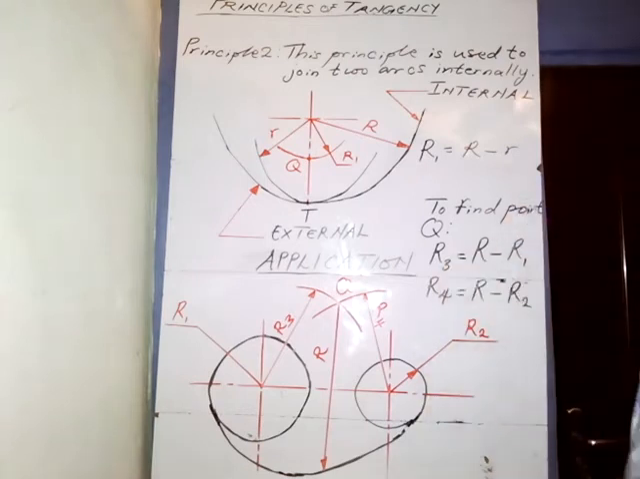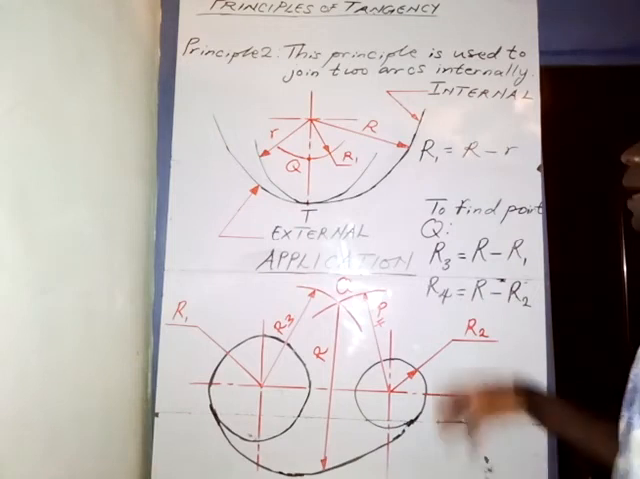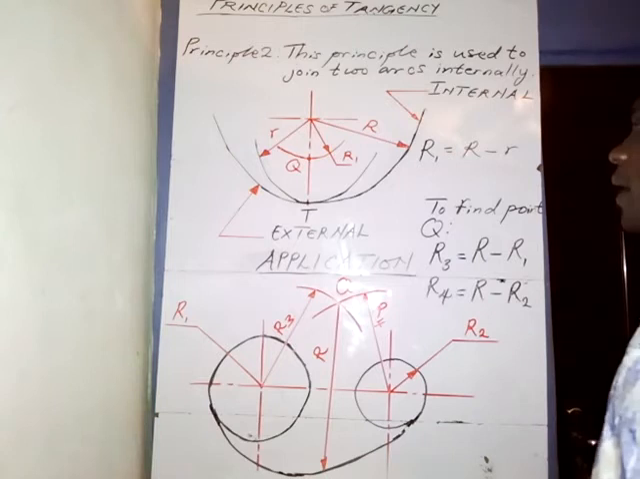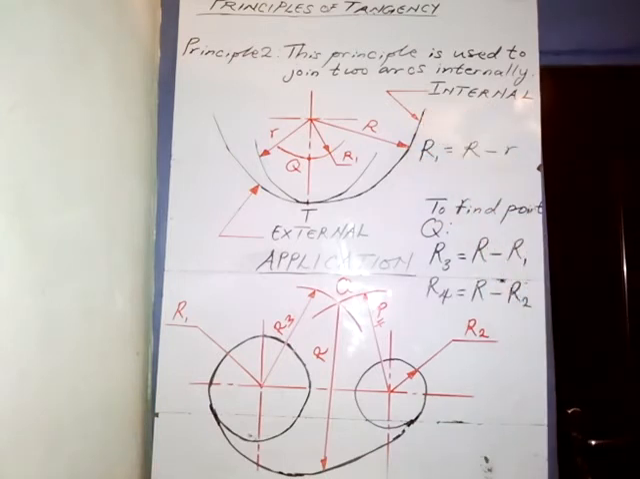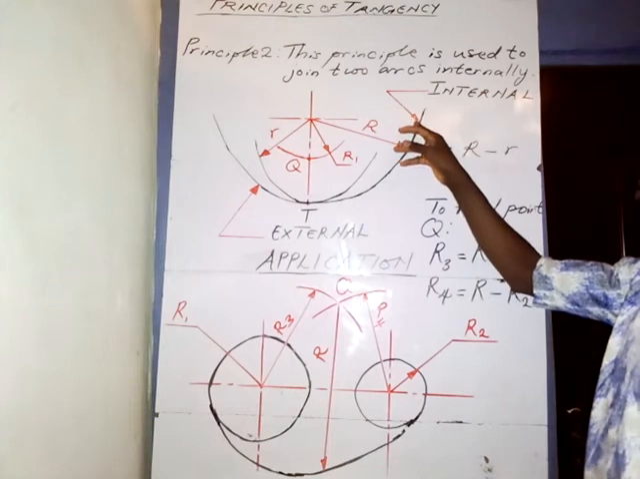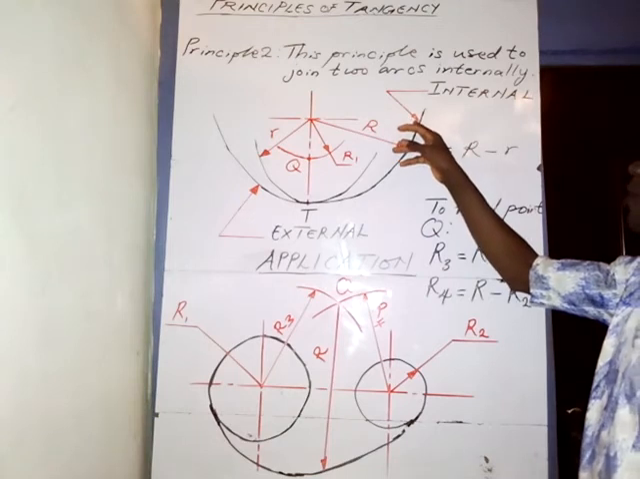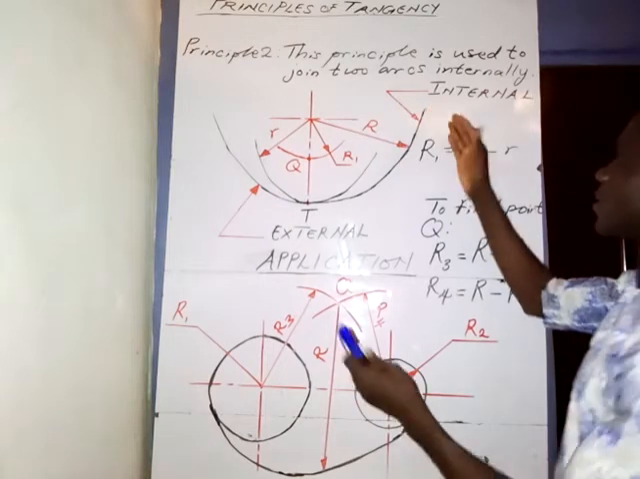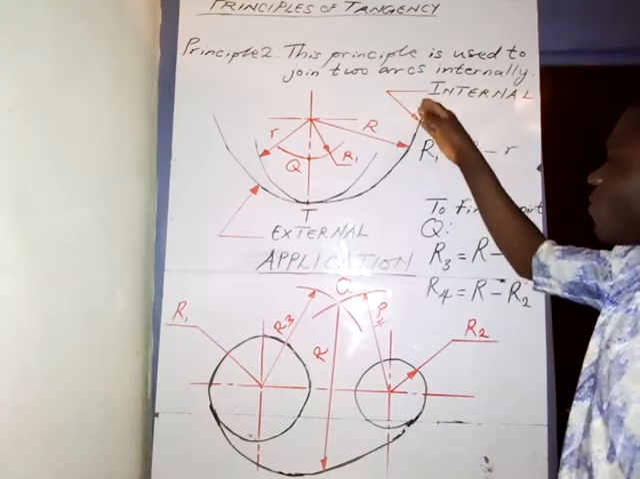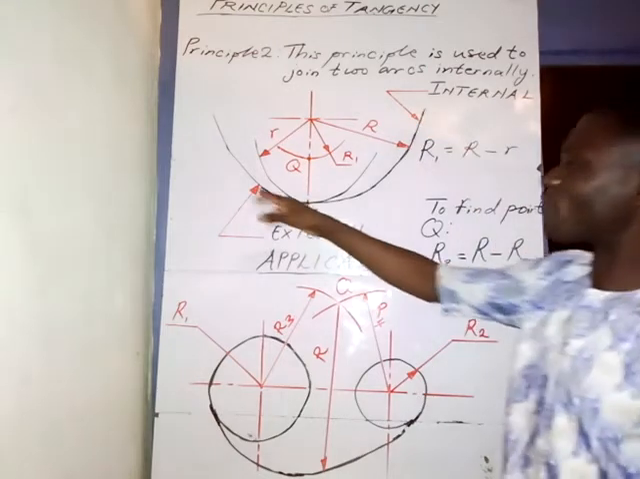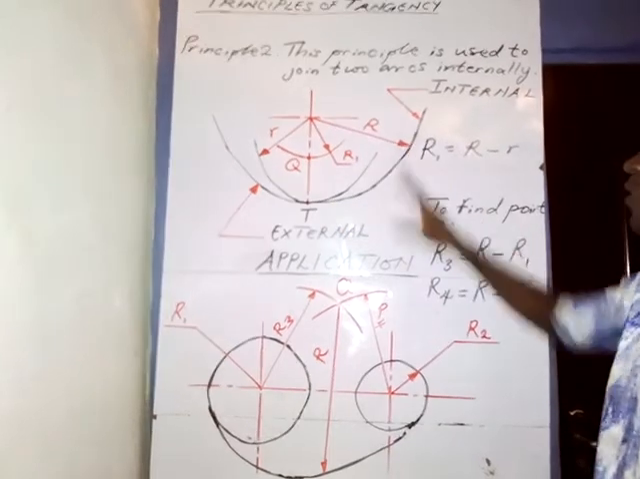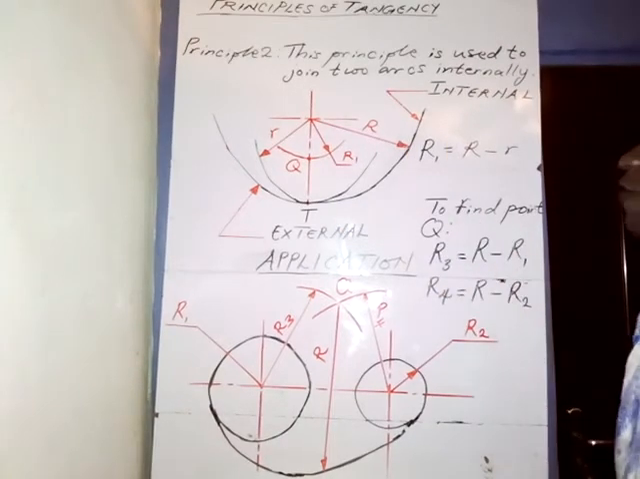Now, how will you know the internal part of an arc and the external part of an arc? That is what I have done here. If you look at this arrow, it is showing us the internal part of an arc. So this part here is the internal part of an arc. The external part of an arc is this outer part of the arc. So I believe this is clear with what I've done here.